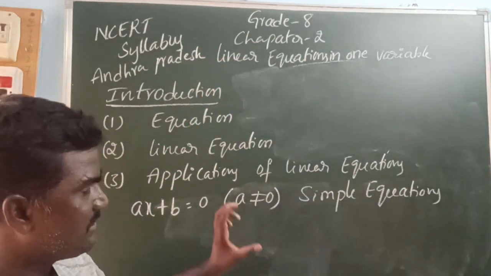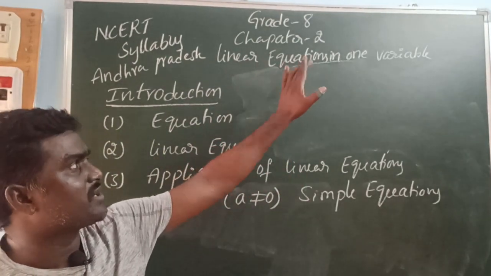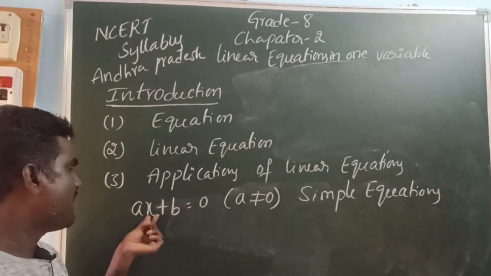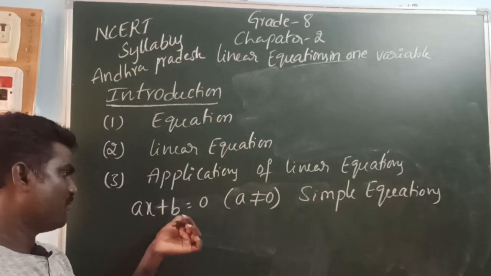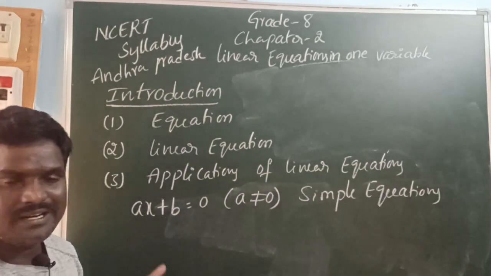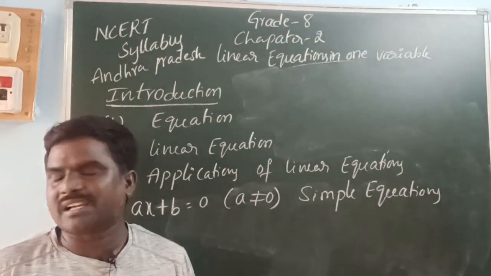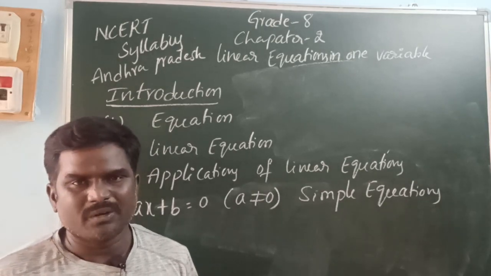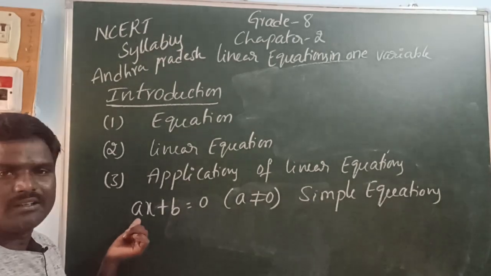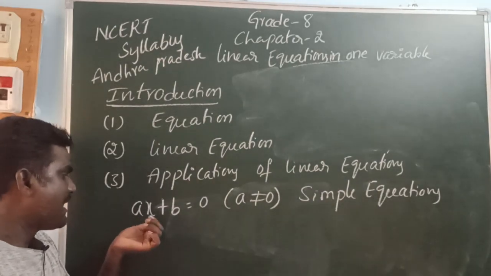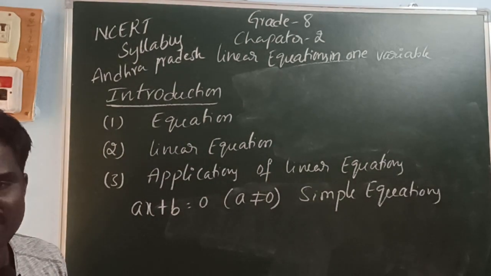In 7th class also, the chapter name is simple equation. So simple equation means what? Linear equation in one variable. So its general form is ax plus b is equal to 0, where a is not equal to 0. a is the coefficient of x, b is the constant; a, b are constants. Coefficient means what? The factors of a term are called coefficients. So ax is a term. For this term, what are the factors? a and x. a is the coefficient of x, x is the coefficient of a. So this is linear equation in one variable, simple equation.